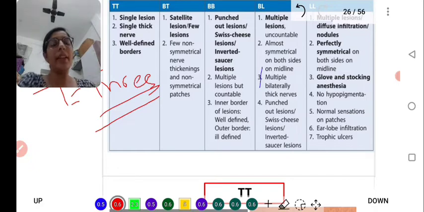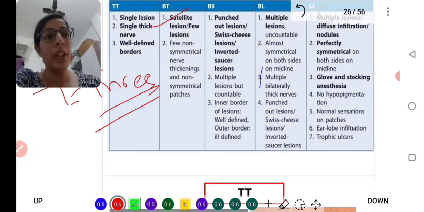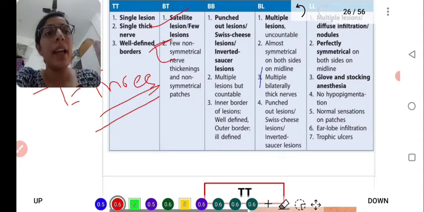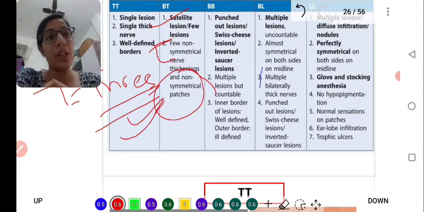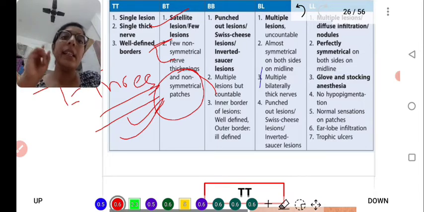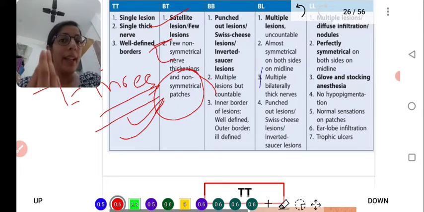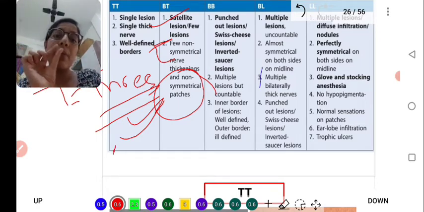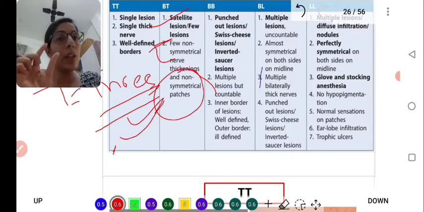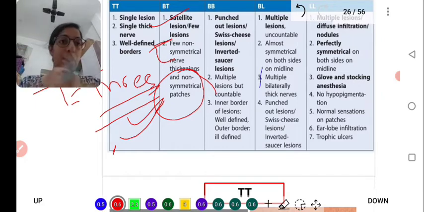Let's read: satellite lesions or a few lesions, a few non-symmetrical nerve thickenings and non-symmetrical patches. In tuberculoid, we already read single lesion, single thick nerve, and well-defined borders. When one more thing is added, with the single lesion some small lesions are also present, hyperpigmented, small, with the appearance of satellites, then we call it borderline tuberculoid.